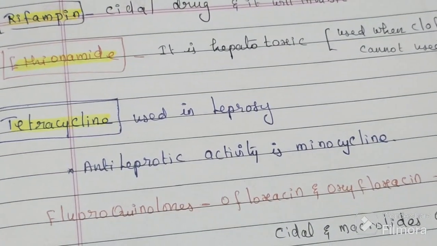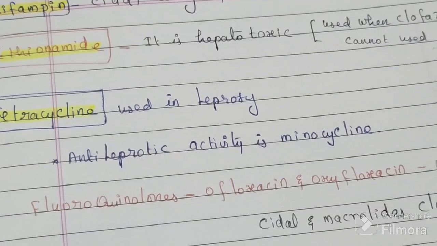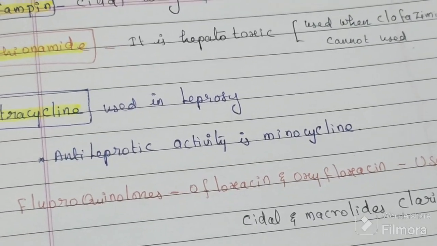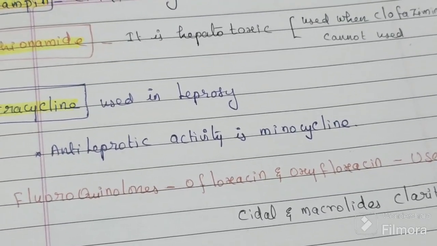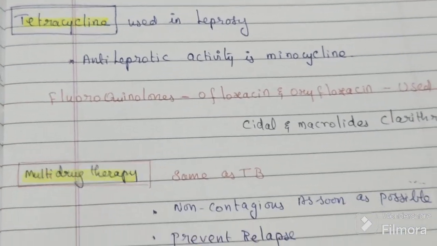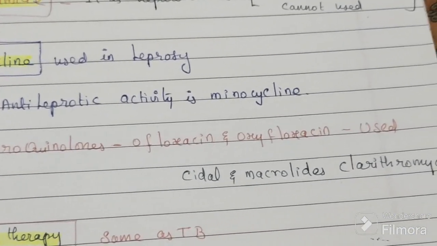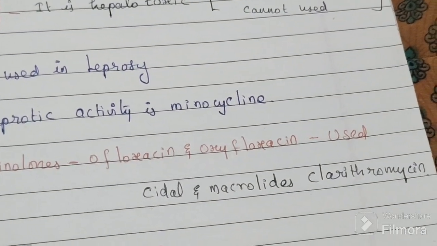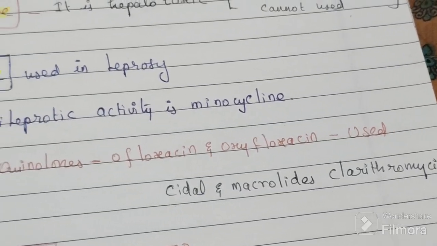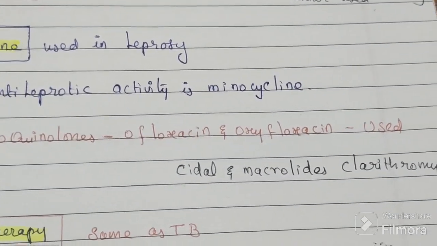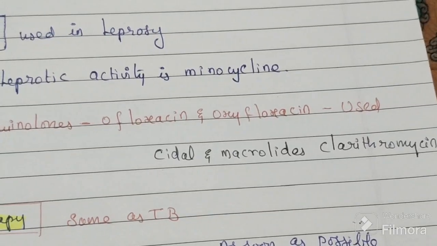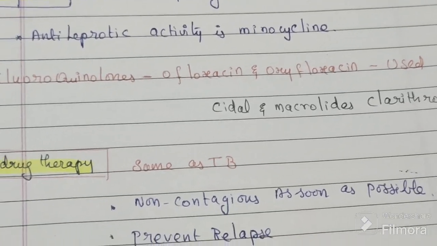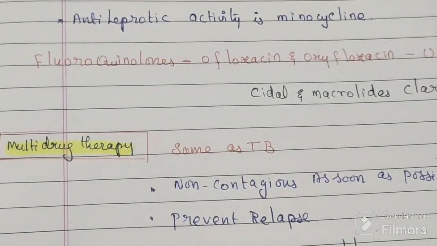Lastly, the tetracycline that can be used in leprosy and has anti-leprotic activity is minocycline, while fluoroquinolones such as ofloxacin can also be used. There is cidal activity, and macrolides can also be used, such as clarithromycin. We use multi drug therapy.